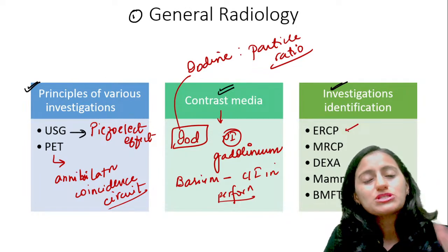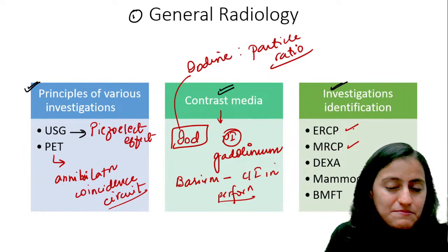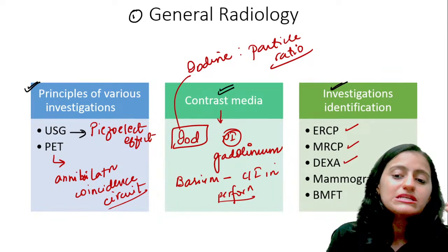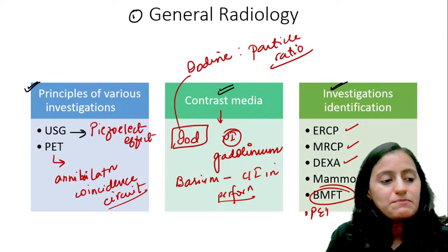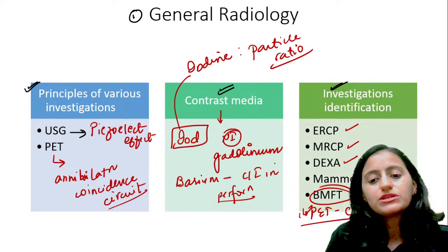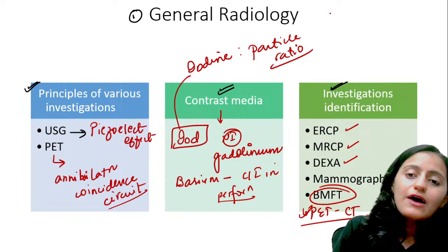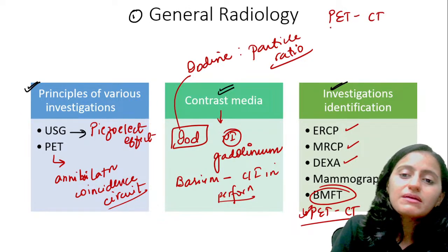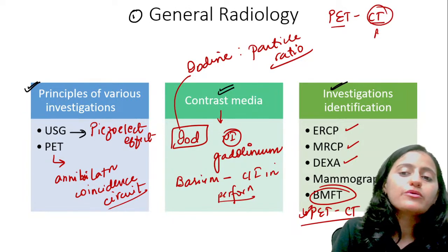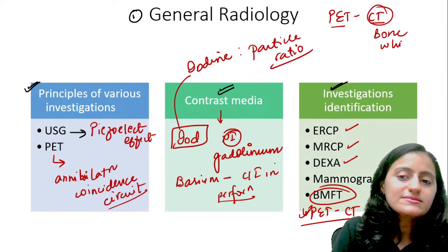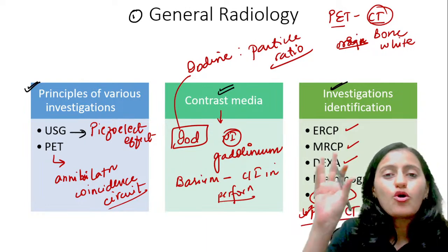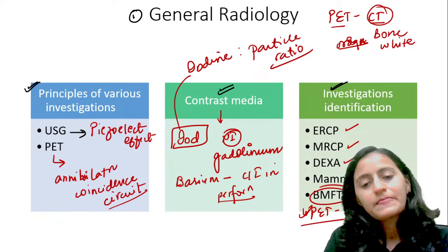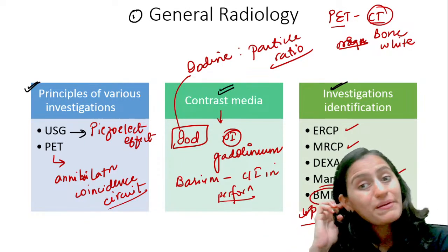Identification of investigations, ERCP has been asked, MRCP has been asked, DEXA machine, mammography, BMFT, barium meal follow through, and even PET-CT has been asked both in FMG and NEET exam. How do you identify a PET-CT image? Remember that it's basically going to be a CT image that is the white bone, and in that white CT you will also see the orange areas which are lighted up, right? That is how you will identify PET-CT.